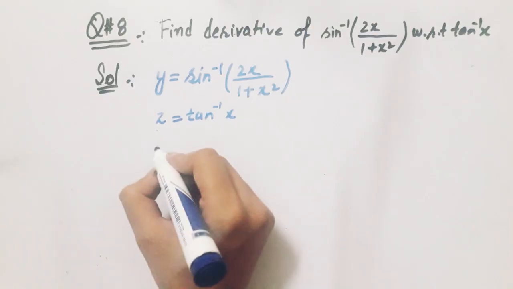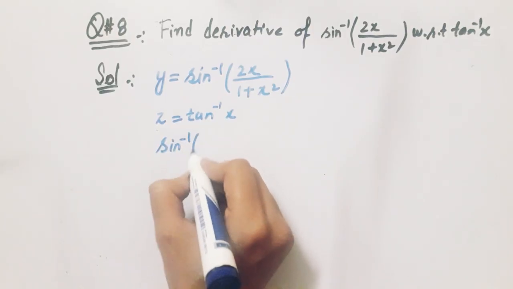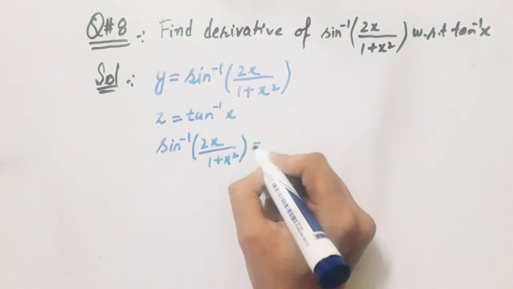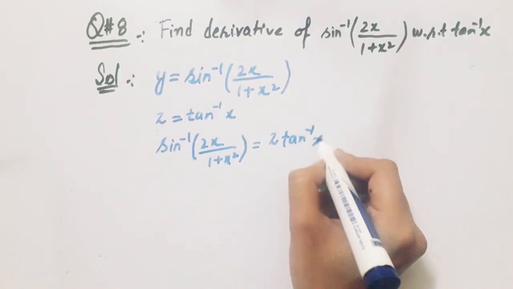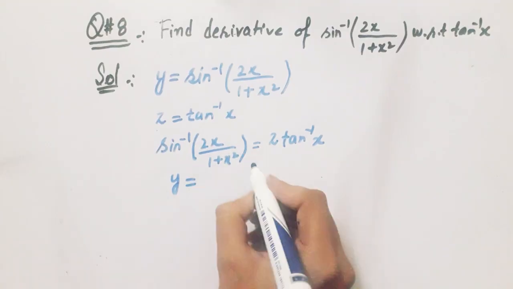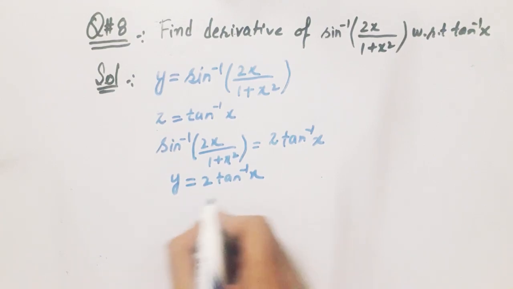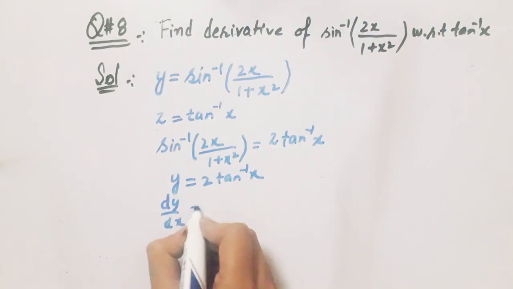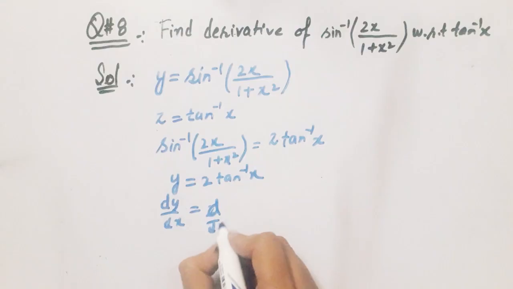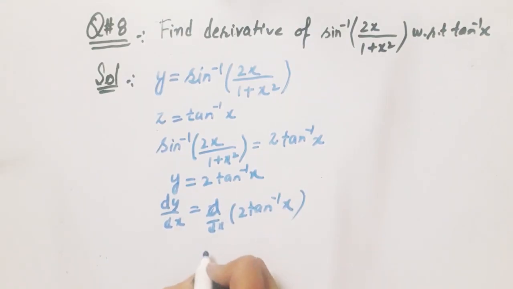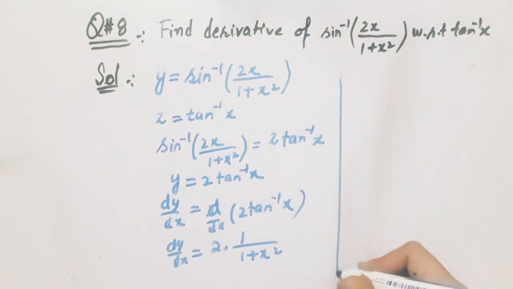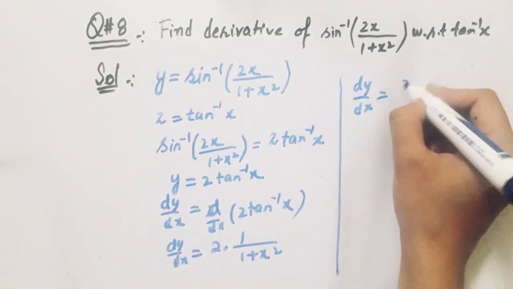For this purpose, you know that we use this identity that sine inverse of 2x over 1 plus x square is always equal to 2 into tan inverse of x. So your y is equal to 2 tan inverse of x. We have used this identity, so this will make our function more simplified. Now differentiate this with respect to x. So dy by dx is equal to 2 into d by dx of tan inverse of x, and you know the differentiation of this is equal to 1 over 1 plus x square. So you got dy by dx is equal to 2 by 1 plus x square.